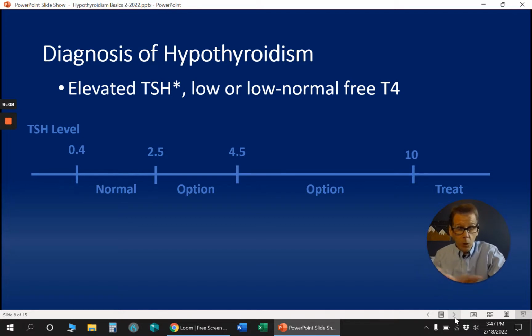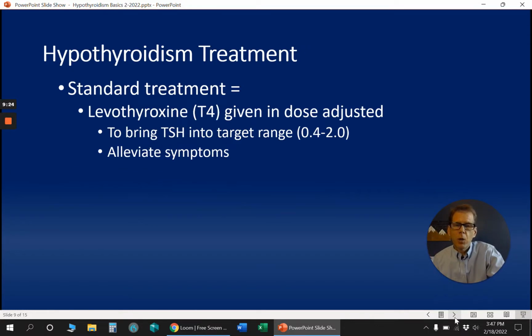For women who are pregnant, we do want the thyroid to be treated a little bit more vigorously. For people with chronic kidney disease, there may be benefit to treating a little bit more vigorously to try to keep that TSH below at least 4.5, or below 3.0 during pregnancy.